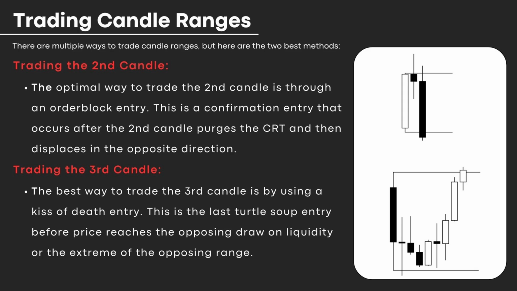The second way to trade a CRT is through the third candle. The best way to trade the third candle is by using a case of death or KOD entry. This is the last turtle soup entry before price reaches the opposing end of the range or the drawn liquidity. This is how you trade CRT in two different forms or methods. Now, personally, I only trade the second candle with an order block entry, right? That is the most objective and mechanical approach, in my opinion, because that one has fixed objective protocols and criteria for entry, stop loss, and target.